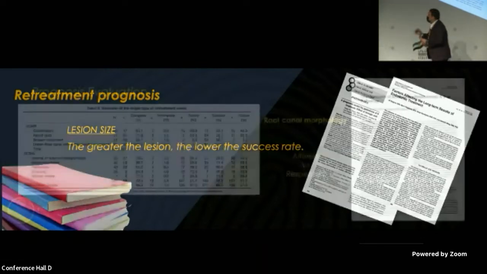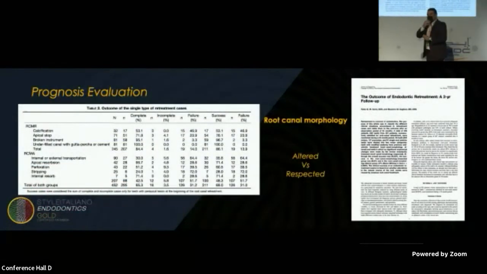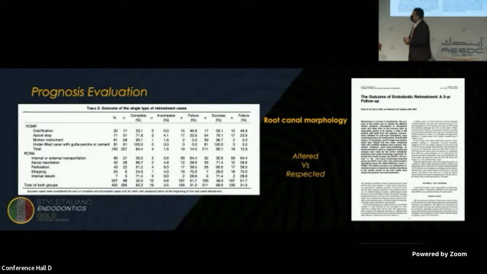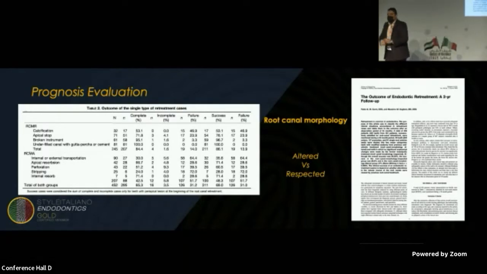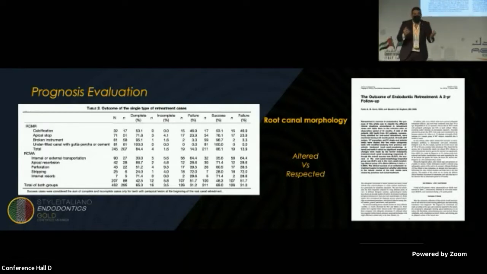But for prognosis, actually, I like this article. It was made by the founder of our group, Fabio Gorni, speaking about prognosis evaluation according to the type of error or the type of reason for failure. So we have some reasons for failure like instrument separation, also like perforation. Those are reasons for failure. But for prognosis, they are not the same.